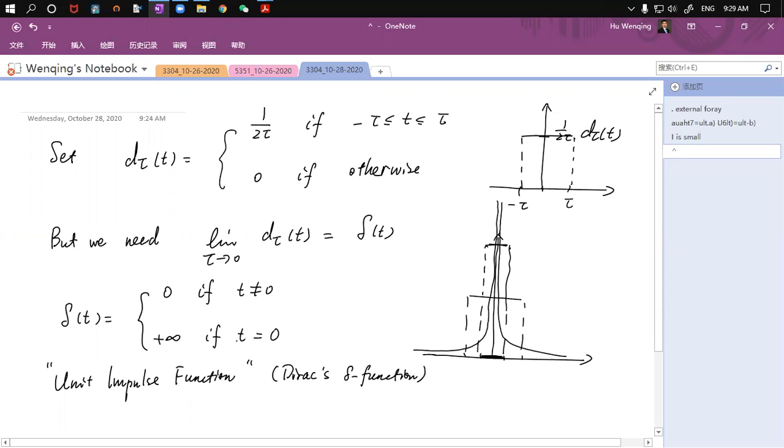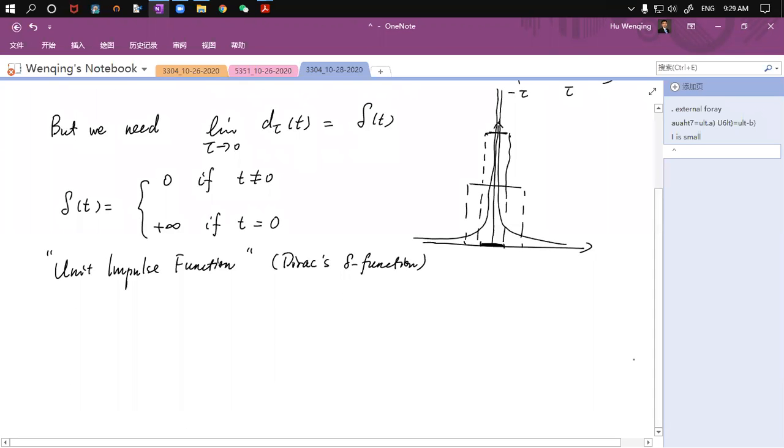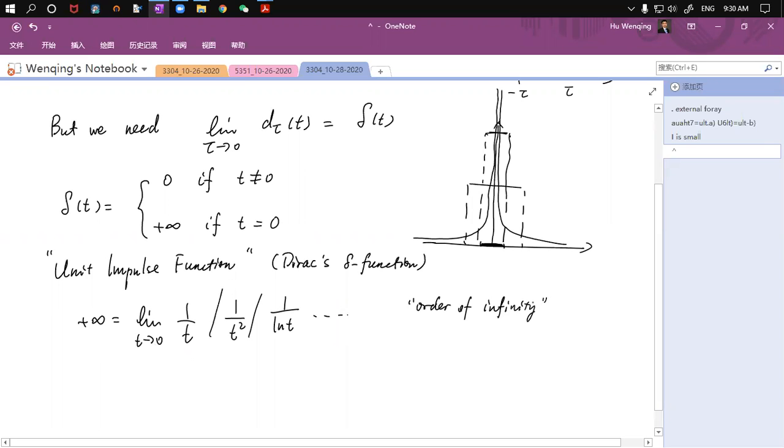Because when you talk about infinities, we can say that infinity is the limit as t goes to 0 of 1 over t, or you can say 1 over t squared, or 1 over logarithm of t, etc. So infinity does have an order, right? The infinity is not something that you can just talk about; you have to specify which infinity you're talking about. So what happens to Dirac's function?